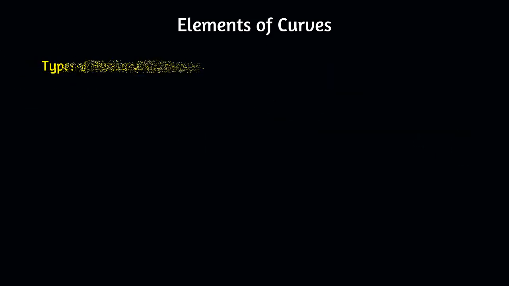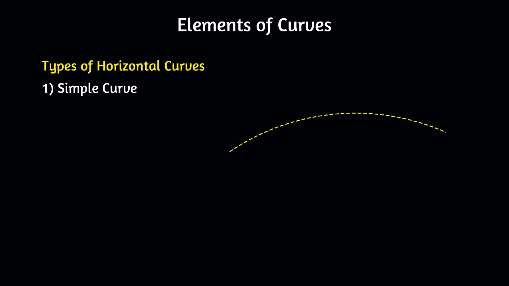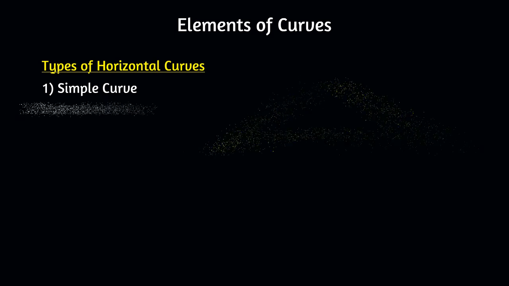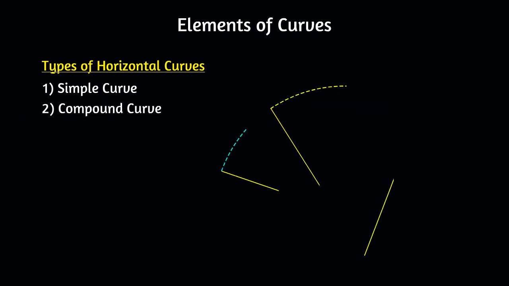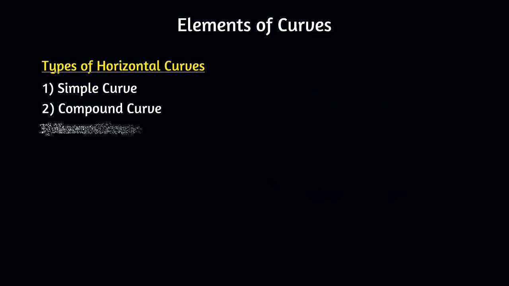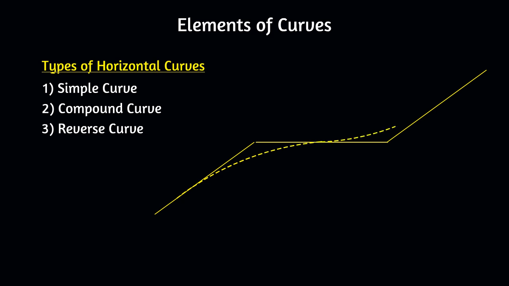Now, let us see the types of horizontal curves. 1. Simple curve. An arc is imposed as a simple curve while two different straight lines are meeting at one point. 2. Compound curve. Compound curves are the combination of two simple curves with different radius combined together to curve in the same direction. 3. Reverse curves. Reverse curves are the combination of two simple curves in opposite directions combined together to curve in the road alignment.